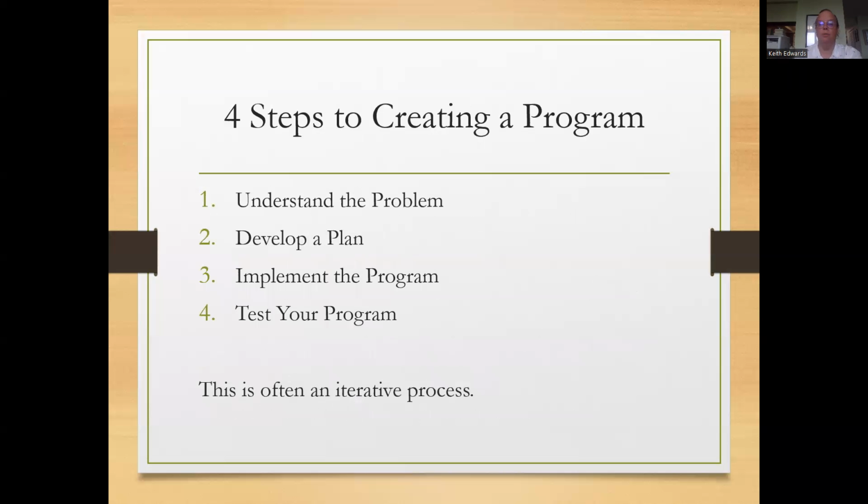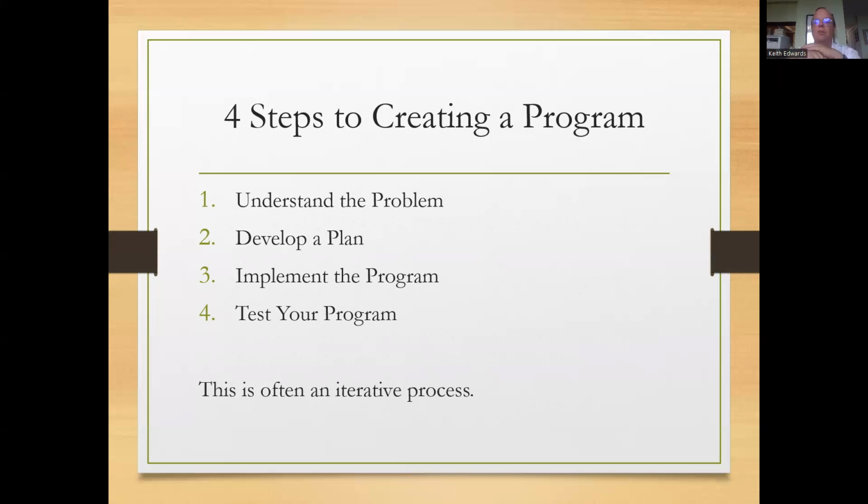So there are 4 steps to creating a program, and this is kind of important for the overall process. The first thing you want to do is understand the problem that you're trying to solve. That goes back to the algorithmic thinking. If you don't know what you're trying to do, chances are you're not going to pull it off.